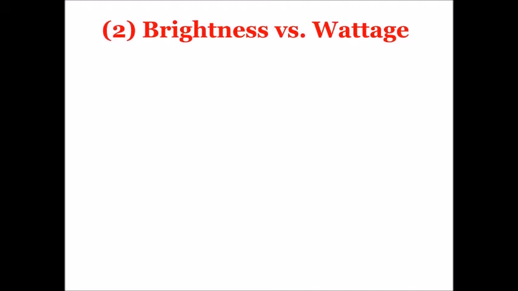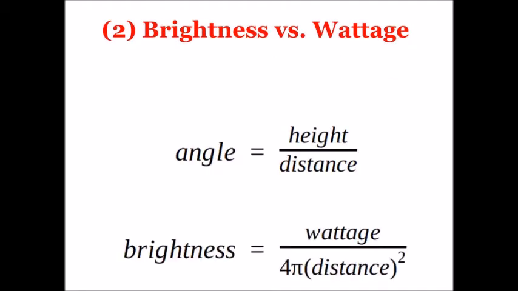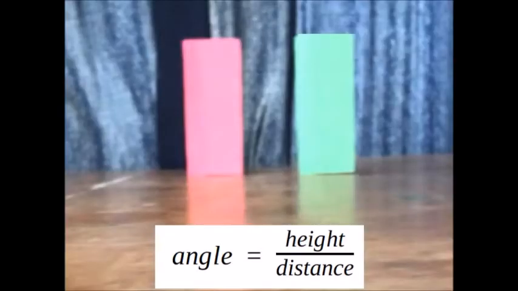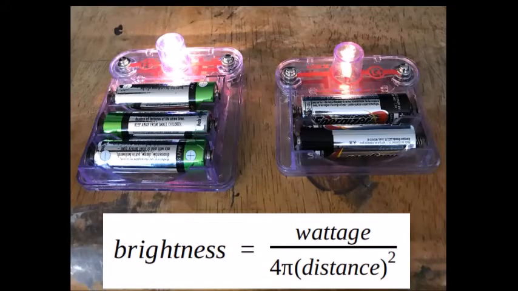Brightness isn't wattage. Remember all that fun we had with angle and height? This is basically the same thing, only this time we're thinking about the total energy released versus what part of that energy we receive. These 2 lights are the same distance away.